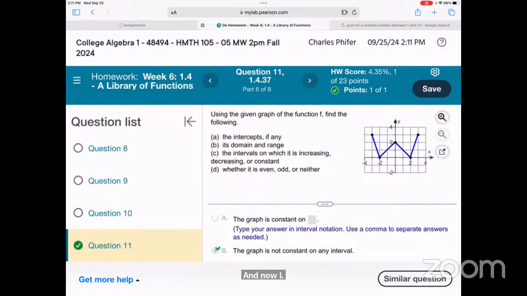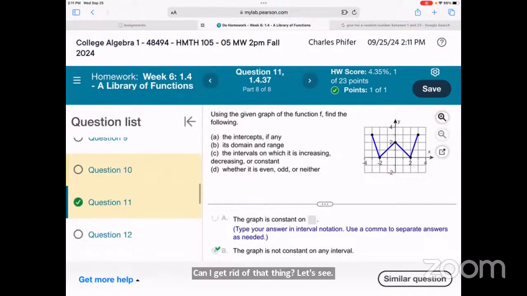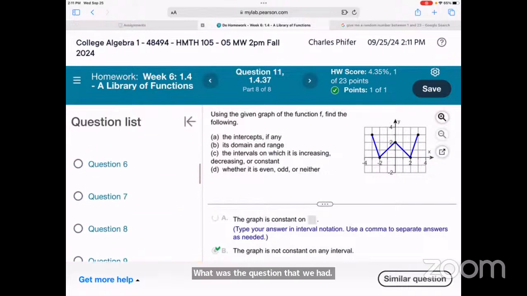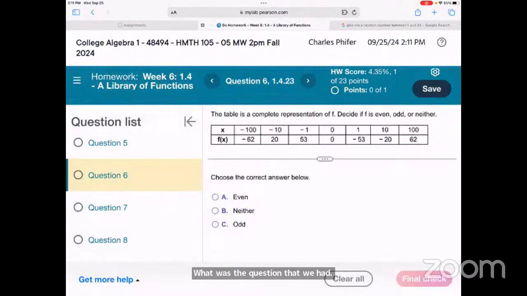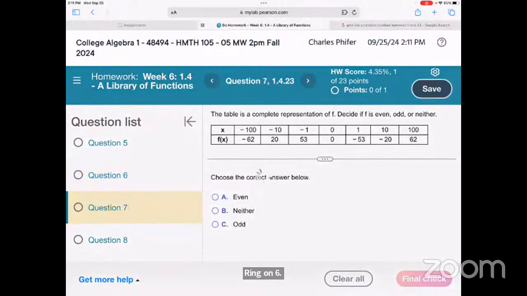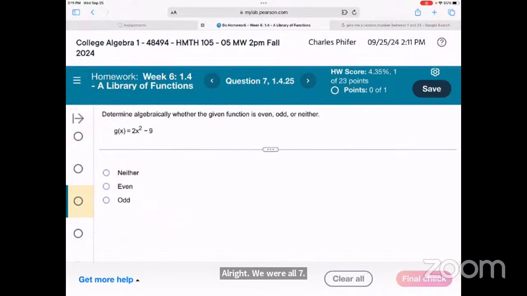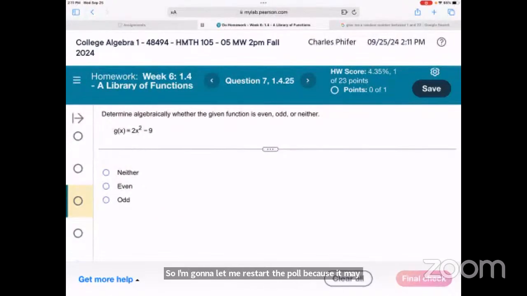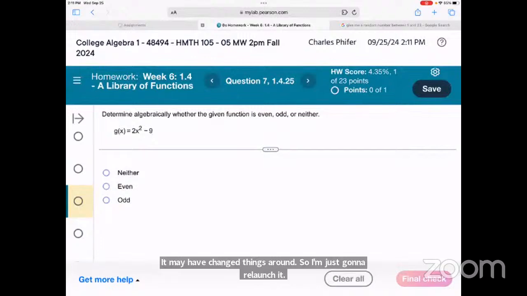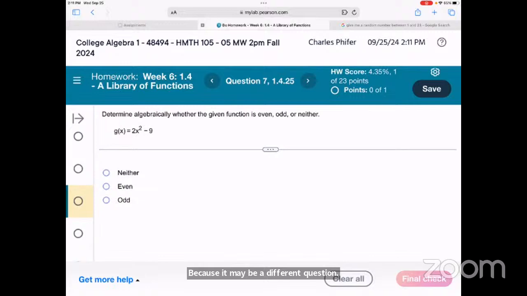What was the question that we had? Well, we're on 6. We were on 7. Okay, let's see if we can get this to work. So let me restart the poll because it may have changed things around. I'm just going to relaunch it because it may be a different question. Yeah, that's fine. Okay, all right. So let me get a copy of this guy.